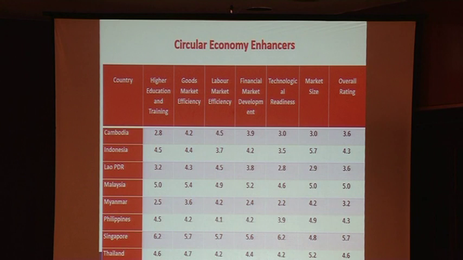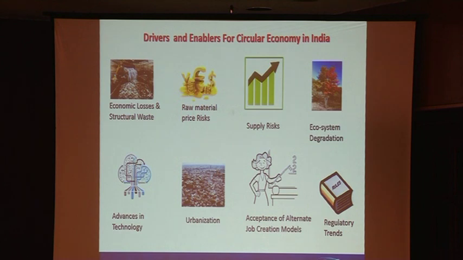This model can be applied to India, and we can rank our states, to see which are the progressive states capable of adopting this circular economy model that is environmentally sustainable and socially justifiable, and that brings resource efficiency. And we do have the right policies. I think this government is doing a lot. The drivers for this are the structural waste that has been produced, the raw material prices that are increasing, the supply risk, and ecosystem degradation. These are the drivers for the circular economy. At the bottom level, this is coming through an enabling environment: advances in technologies, urbanization, and acceptance of job creation models. Finally, we have regulatory trends that have been emerging in India.